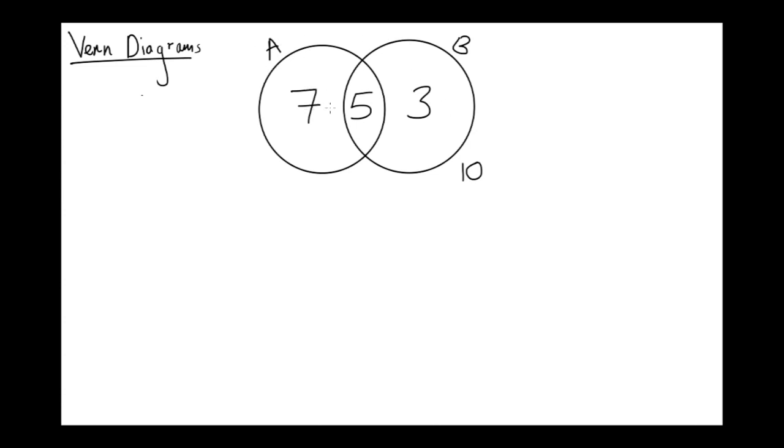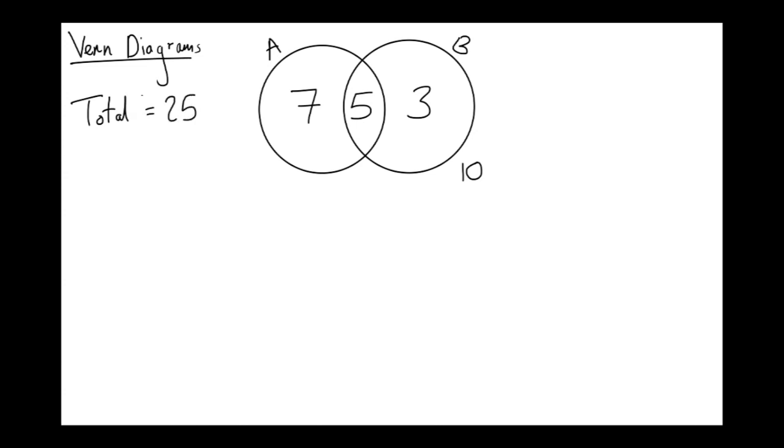Now the total, we're going to add up all the digits here. So we have 7 plus 3 plus 5 plus 10. That gives me 15 plus 10, so 25. So the first thing to write: total equals 25.